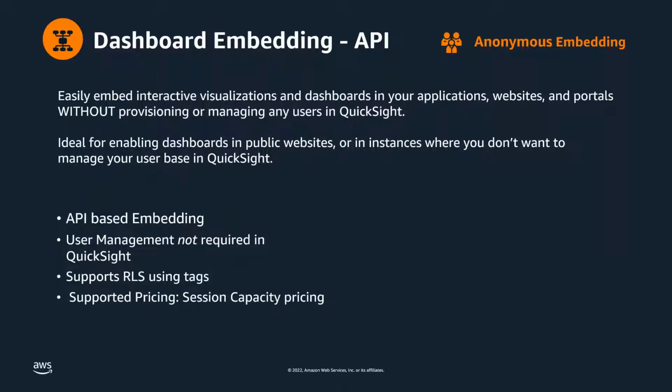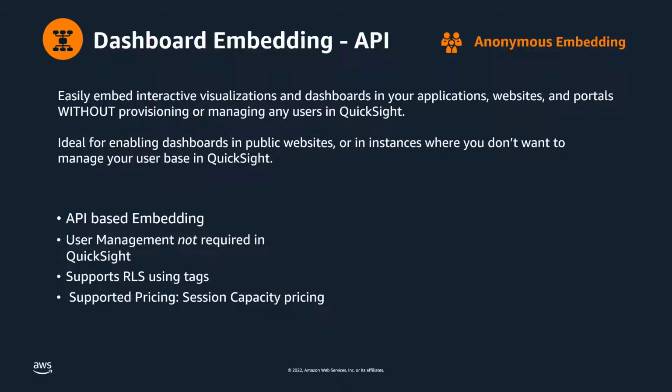And then jumping over to the anonymous embedding, we just talked about the three different versions of the registered user embedding, and now we have the option for anonymous embedding. If you recall, anonymous embedding implies that users are not provisioned in QuickSight. This is for instances where you want to publish your visualization or your dashboard into your applications or public-facing portals or websites without the need to manage any of the users in QuickSight.